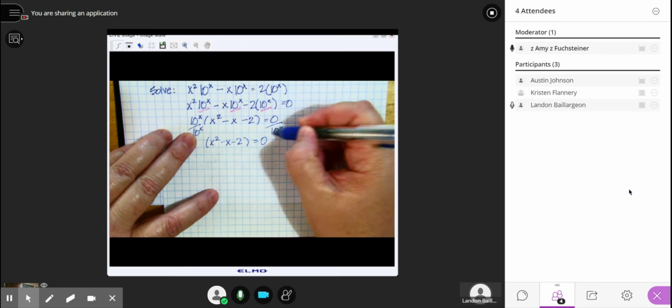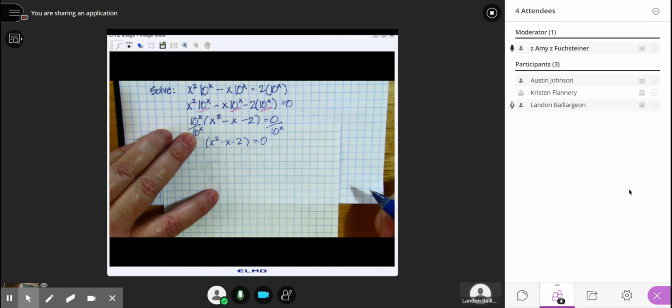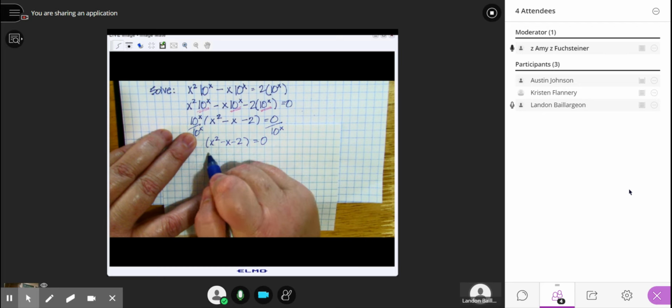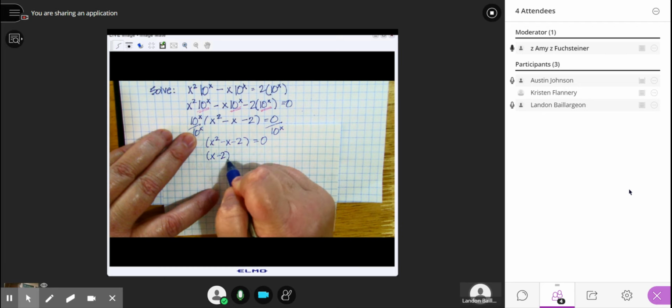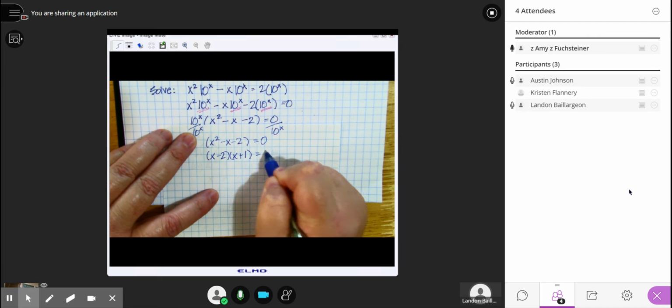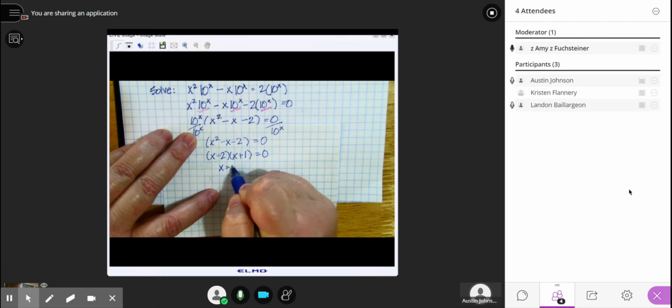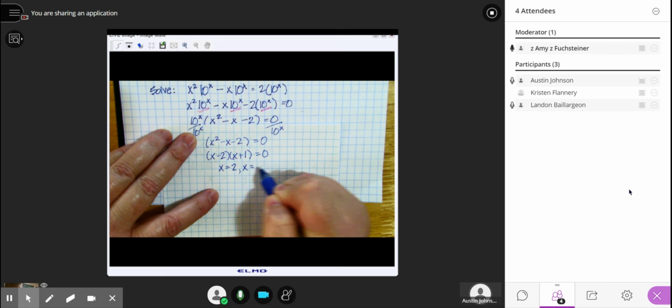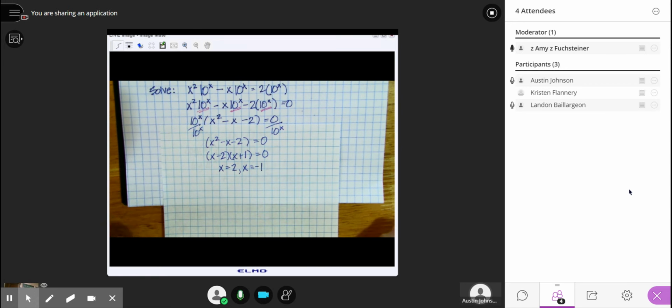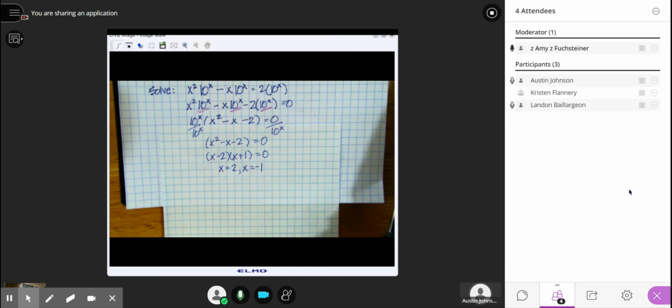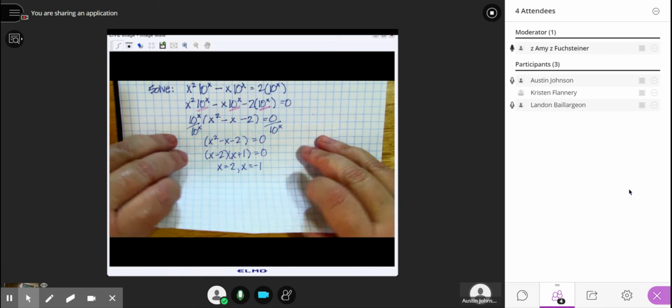Zero divided by whatever that factor is still going to give me 0. So I'd have x minus 2, x plus 1 is equal to 0. So x would be 2, or x could be negative 1. Bless us, everyone. Here I am trying to make it incredibly hard, and it just turned out to be rather slick.